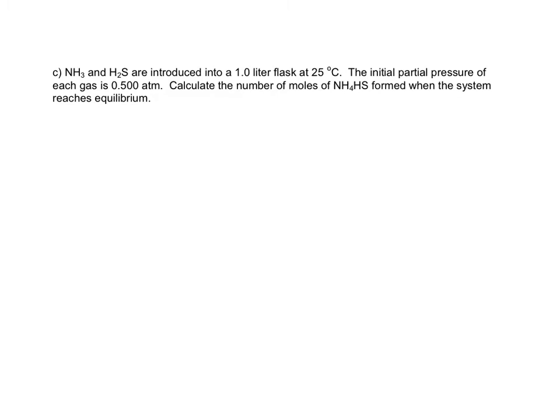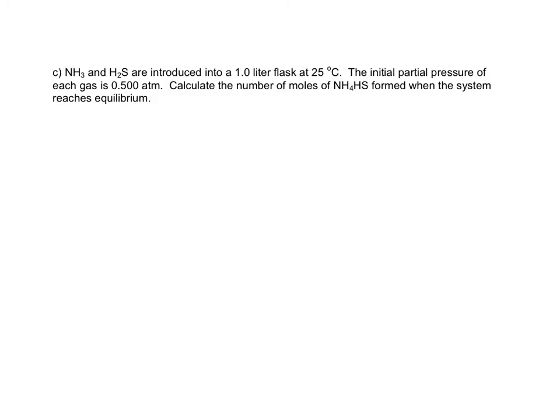So anyway, I'm going to take some ammonia, I'm going to take some H2S, put them together in a 1 liter flask. It says the initial partial pressure of each gas is 0.5 atm. So I'm going to take enough ammonia that it has 0.5 atm as its partial pressure, enough H2S that it has 0.5 atm as its partial pressure. Going to mix them together. They're going to react. Some of the NH3 and the H2S will react together to form some NH4HS. And I want to know how many moles of NH4HS will be formed when we reach equilibrium.